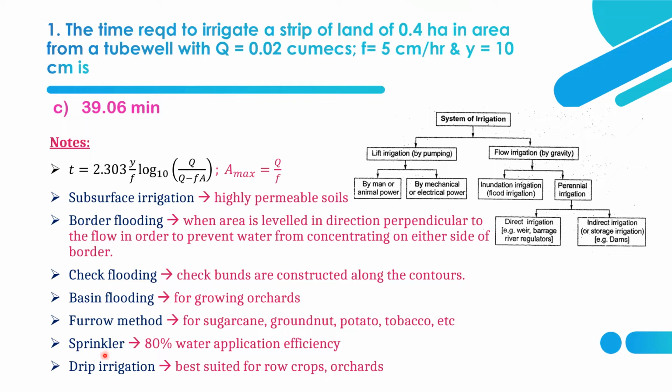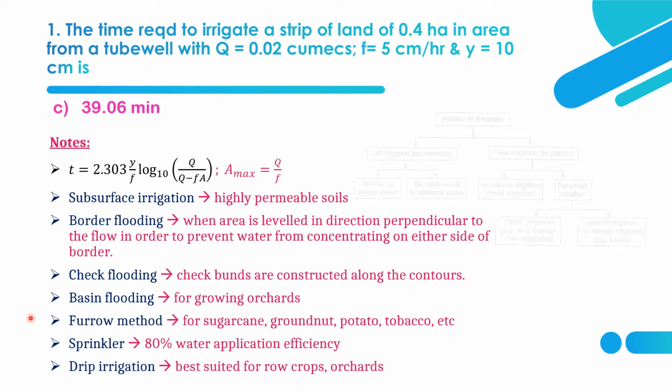And next is sprinkler irrigation. Sprinkler irrigation has the maximum water application efficiency, that is 80% water application efficiency, compared to all other flooding methods. Inundation has a very low water application efficiency. And next is drip irrigation. This is best suited for row crops or orchards. So these are some important points regarding systems and methods of irrigation. Now we shall move to the second question.